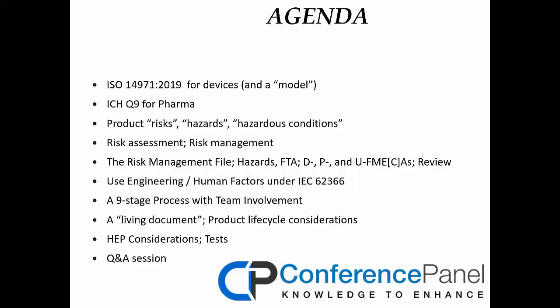We'll talk about the equivalent for pharmaceuticals, that's ICH-Q9. We won't spend a lot of time on that because it's very similar to 14971 in implementation and type of documentation. 14971 is a little more extensive in how to structure documentation, and you can structure it pretty much the same way for ICH-Q9 for pharmaceuticals or nutraceutical dietary supplements as well.